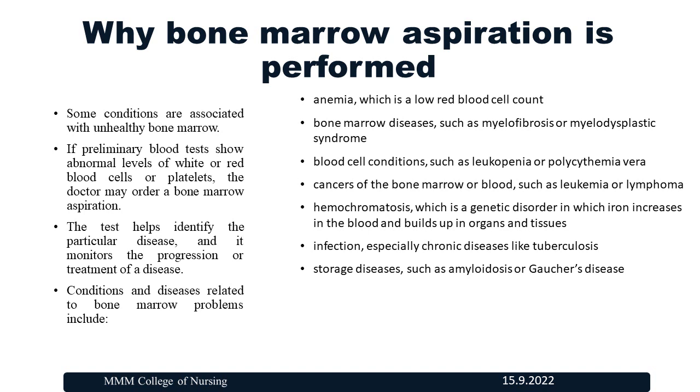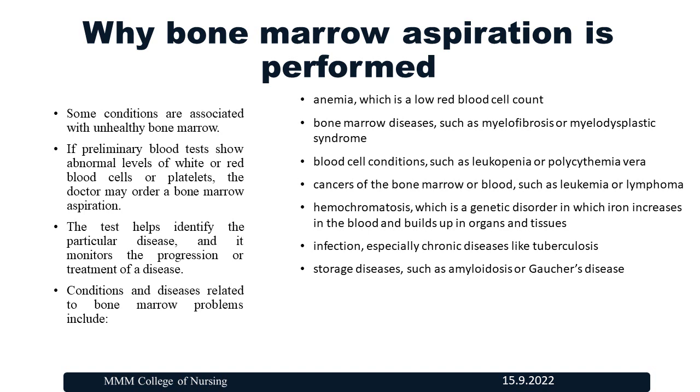Why is bone marrow aspiration performed? There are many conditions with unhealthy bone marrow. If the preliminary test shows abnormal levels of white or red blood cells or platelets, the doctor may order a bone marrow aspiration. It also helps to identify the particular disease and monitor the progression or treatment of the disease.